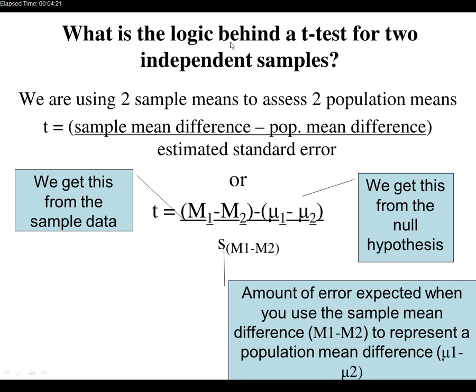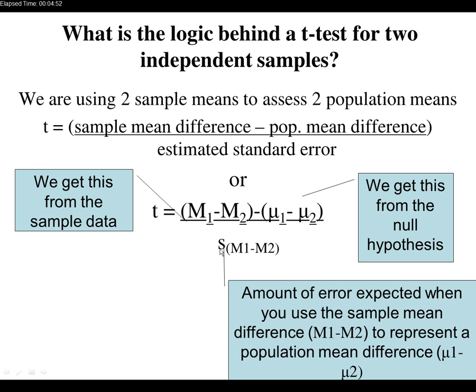And this is the logic behind an independent samples t-test. All right, we're using two sample means to assess two population means. So the t equals the sample mean difference minus the population mean difference divided by the estimated standard error. And here's the two sample means, here's the two population means, and remember the big M, small mu.